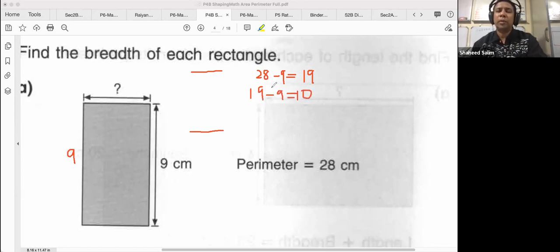Putra forgot to do something. Putra, it's not for one breadth, it's for 2 breadths. 2 breadths is 10. You must divide by 2. Next step you must divide because there are 2 of this. You must divide by 2. What do you get? You get 5. This is 5. This is 5. Can you see?